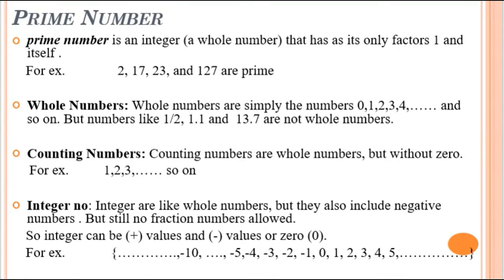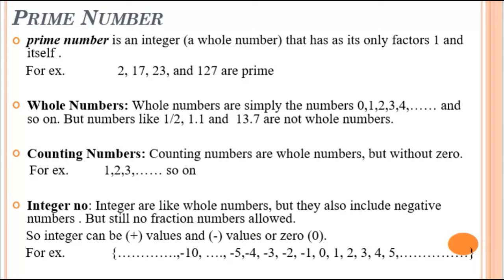Whole numbers are simply the numbers 0, 1, 2, 3, 4, 5 and so on. But numbers like 1 divided by 2, 1.1, 2.3, 13.7 are not whole numbers, because whole numbers do not allow fractions. Counting numbers are whole numbers, but counting numbers do not include 0. So 1, 2, 3, 4, 5 and so on are the counting numbers.